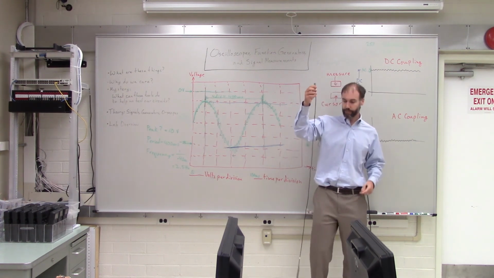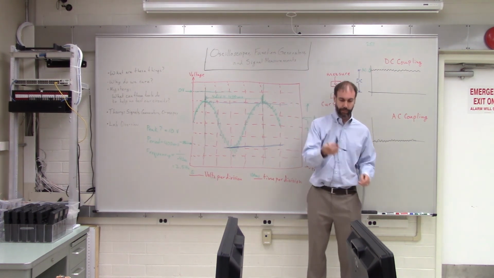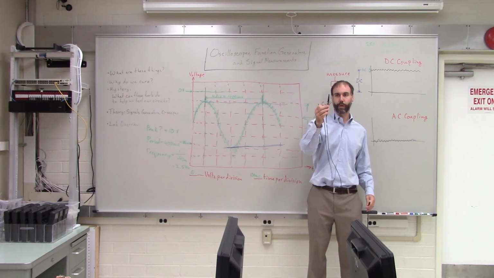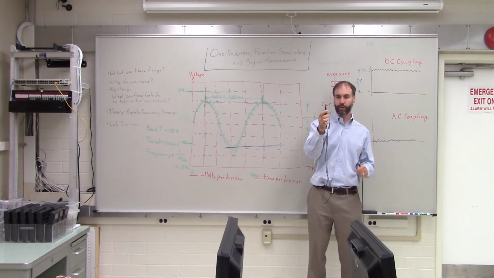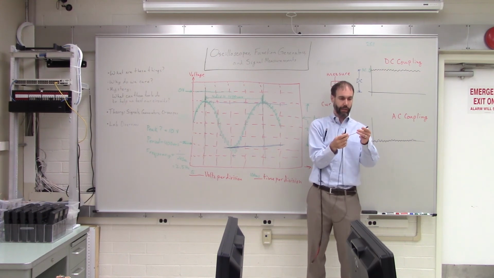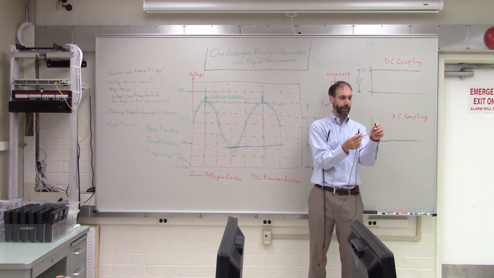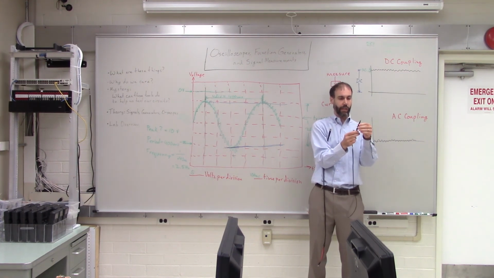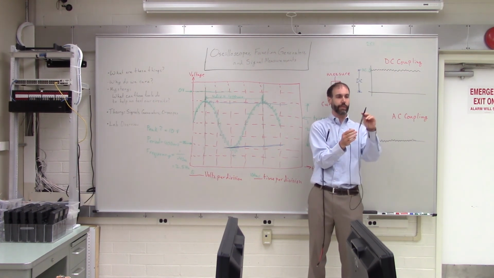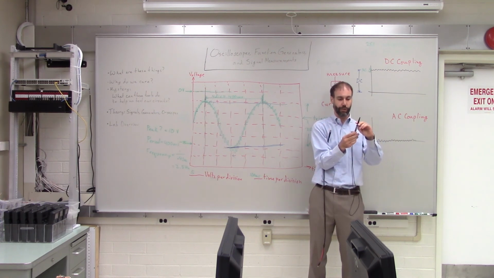So this is the fancy one. This is the oscilloscope probe. It's got a big connector on one side, and then it's got a little alligator clip on the other side. The alligator clip is the ground clip. The big clip is the one where you connect it up to the signal that you want to measure.